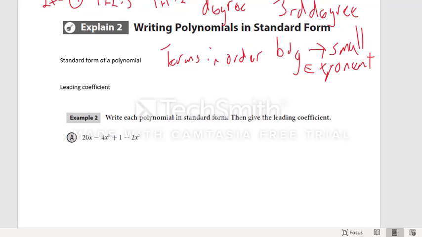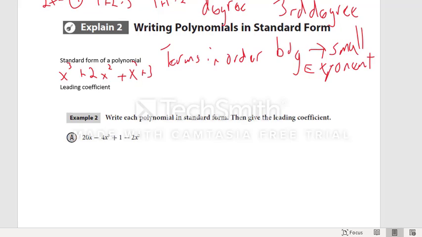All right, so an example, x to the third plus 2x squared plus x plus 3 is in standard form. X to the third is the biggest exponent, so it has to go in front. X squared goes second, the x to the first power goes third, and a number goes last.